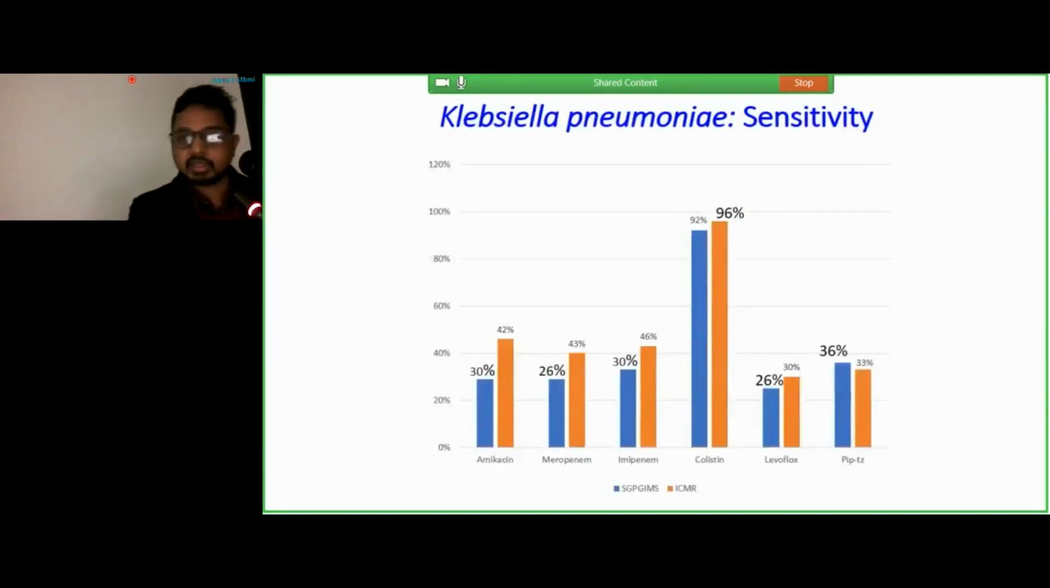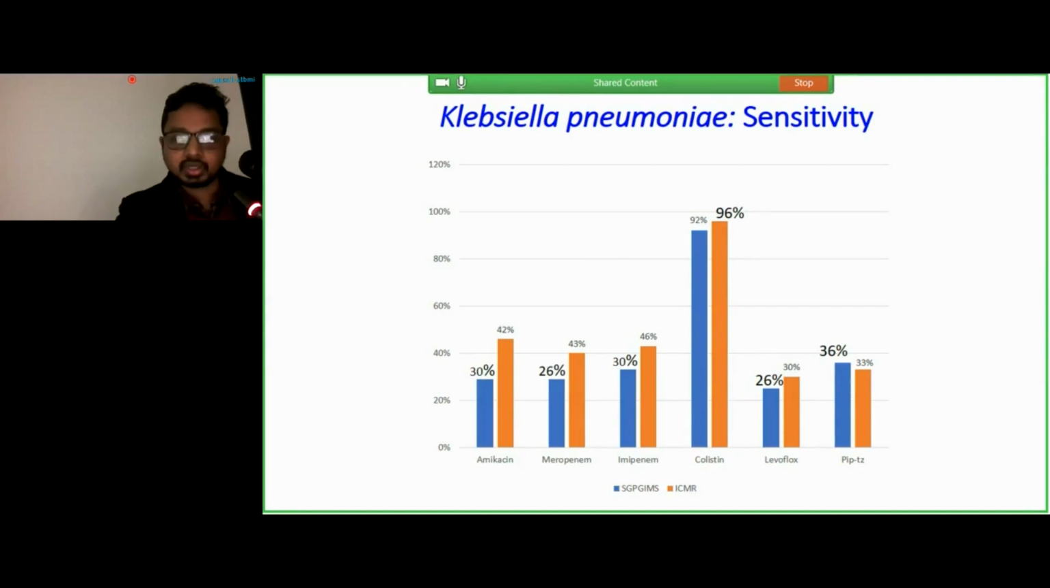The ICMR compiled the data from 20 different centers all over India, with nodal centers in Delhi, Jipmer Pondicherry, Chandigarh, and CMC Vellore. For the most common pathogen, Klebsiella pneumoniae, the ICMR data showed that 96% were sensitive to colistin, and in our isolates also 92% were sensitive to colistin. So our data is comparable to the ICMR data.